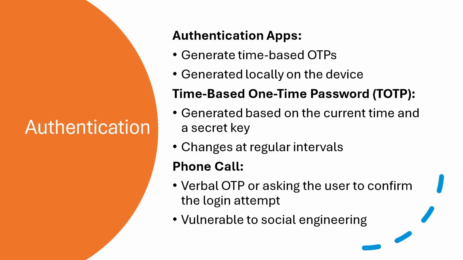Authentication apps. Authentication apps generate time-based or counter-based OTPs. Users must enter the OTP from the app to complete the authentication process. Some famous examples for authentication apps are Google Authenticator and Microsoft Authenticator. OTPs are generated locally on the device and not transmitted over the network. Hence, this works without network connectivity and is safe.